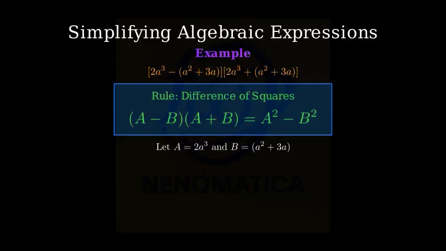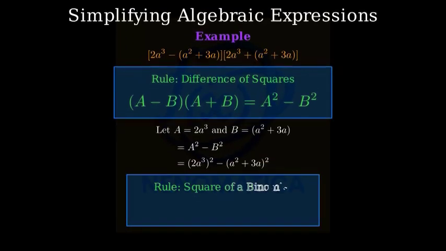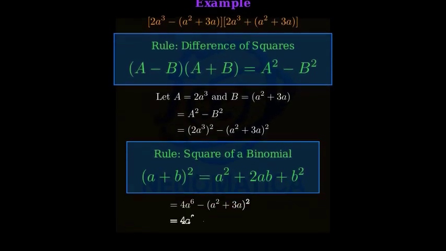Now, we can apply the difference of squares formula. Using our identified a and b values, we have a² − b². Let's square each term. For the first term, we get 4a⁶. For the second term, we need to expand the square of a binomial using the formula (a + b)² equals a² + 2ab + b².